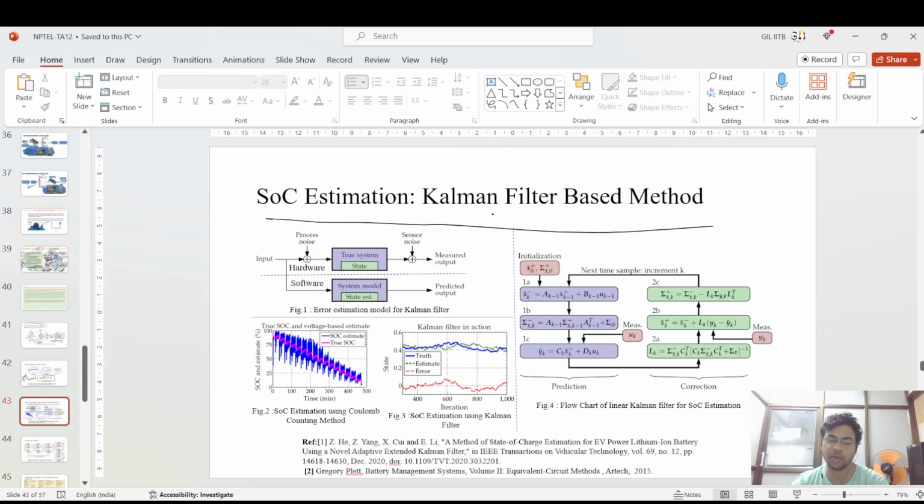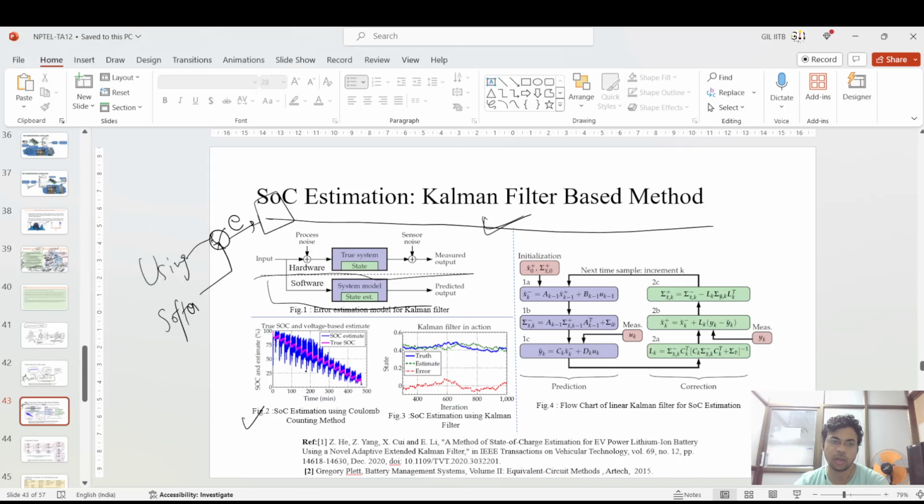Second topic is: what are the techniques for the SOC estimation? There are various techniques, and the most robust is the Kalman filter based. The Kalman filter based technique is such that it has certain components in the hardware and some in the software. So using sensors, you measure something, and using software, you predict something. Then you compare both values, and after that you take the error and then optimize based upon this filter algorithm. So this is the topic.